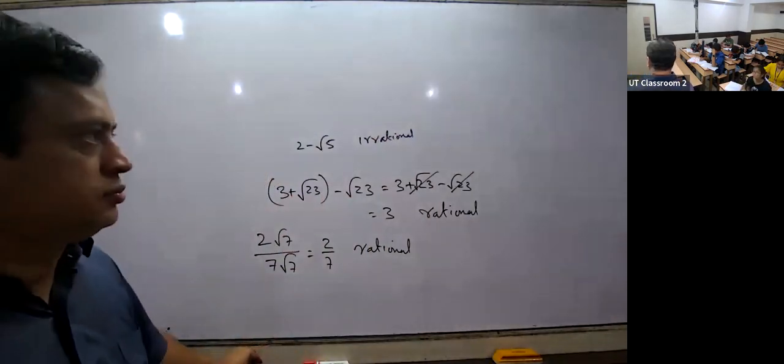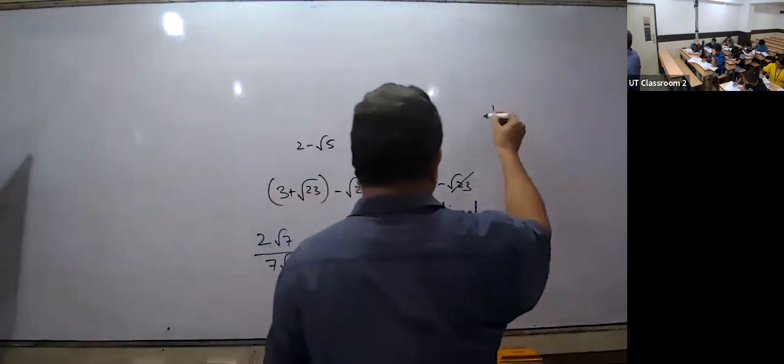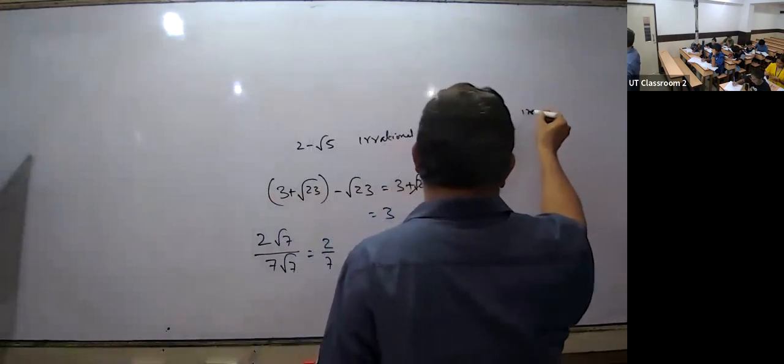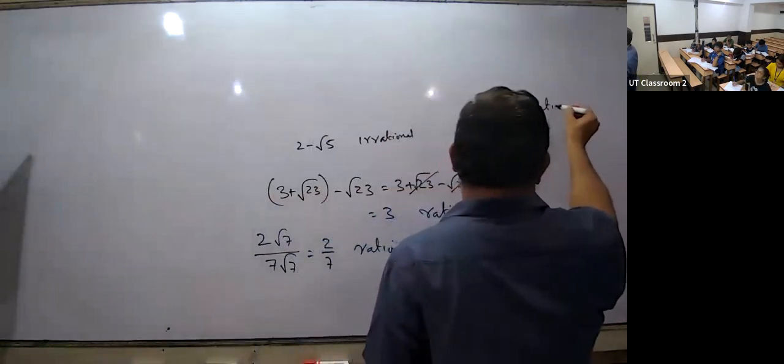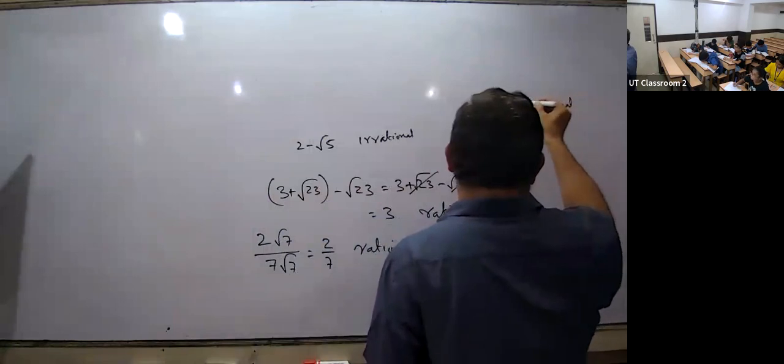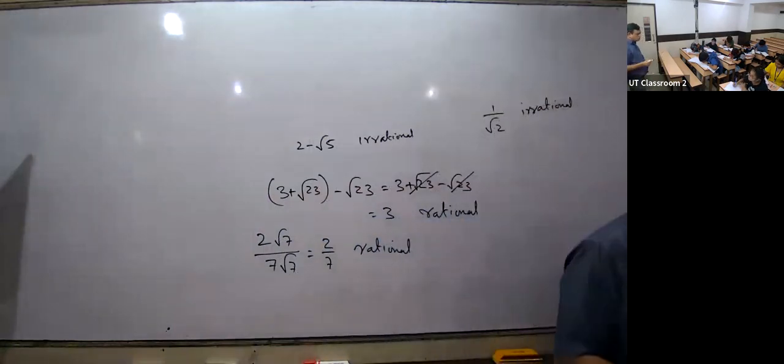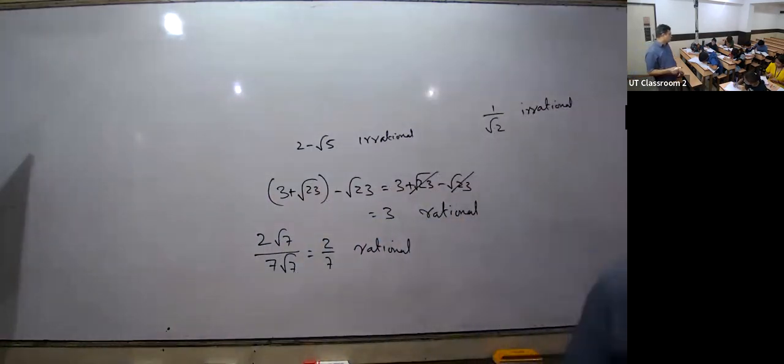1 upon root 2. What is the answer? Directly you can write now. Irrational. Rational upon irrational is irrational. Yes or no? Yes. Next one.